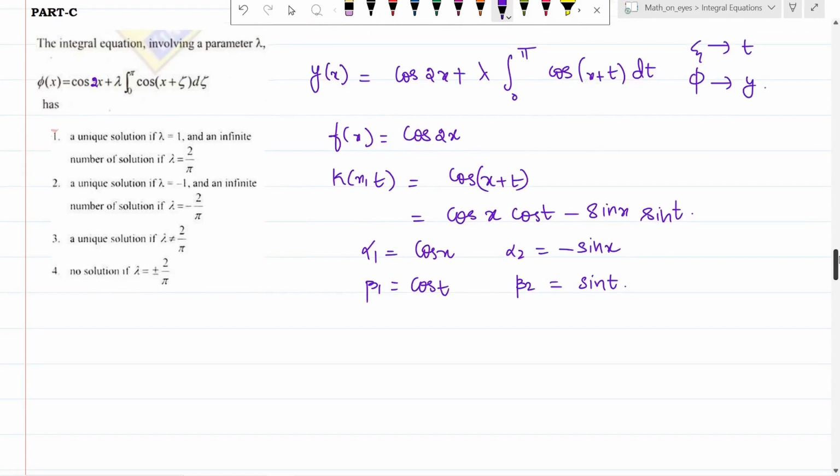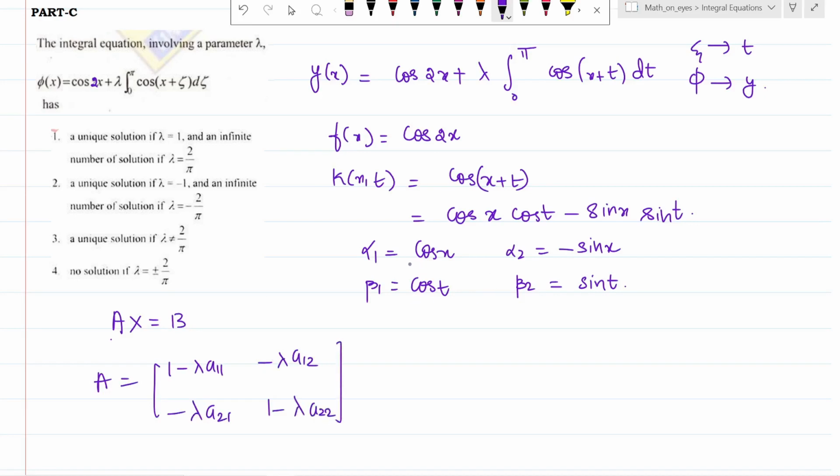Okay, so in order to find the solution, we need to find whether it has a unique solution, no solution, or infinitely many solutions. So we will form the matrix equation Ax equal to B, and as in linear algebra, we will solve the problem. The A matrix is 1 minus lambda A11, minus lambda A12, minus lambda A21 and then 1 minus lambda A22. Since you have alpha 1, alpha 2, beta 1, beta 2, you stop at a 2 by 2 matrix. Then your X matrix will be C1, C2, and the B matrix is equal to V1, V2. From this matrix type, we will evaluate the solution type.